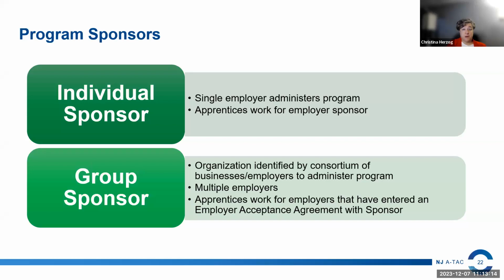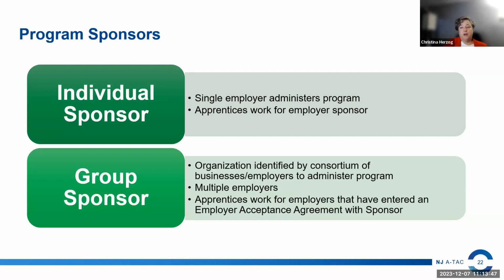There are single sponsors, which refers to an employer that has registered an apprenticeship program and provides all of the administration, the operation, and the oversight for the program. The single sponsor recruits apprentices that then work for them as apprentices. On the other hand, a group sponsor refers to an entity that administers an apprenticeship program that serves the needs of multiple employers in a single industry.